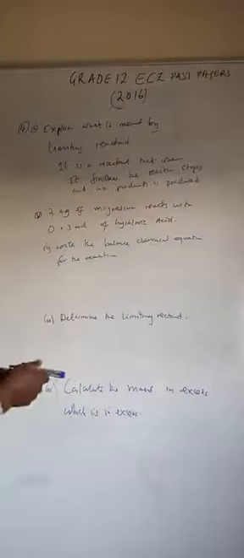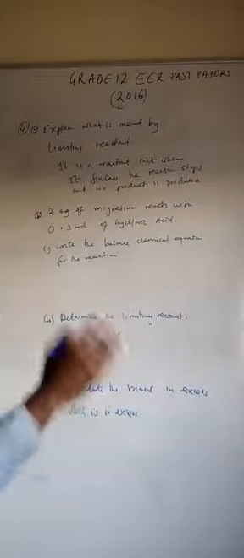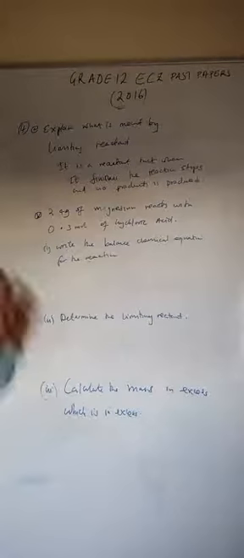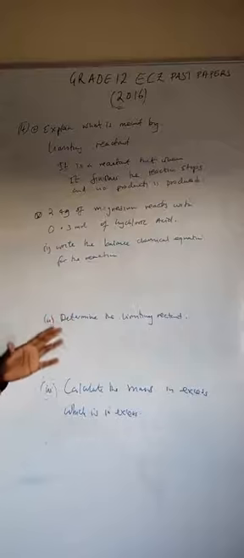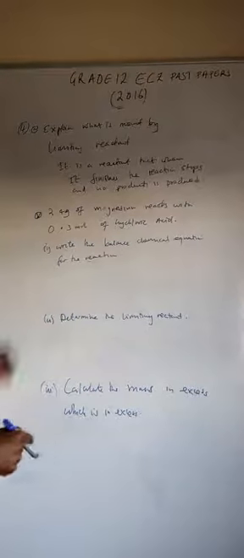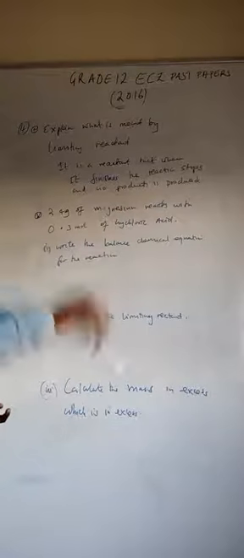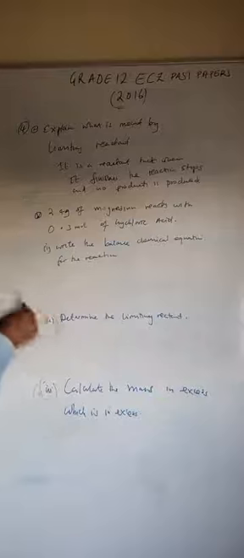So once a limiting reactant finishes, it means no more products will be produced. The reaction simply stops. So whatever elements are reacting, if one of them finishes before the other, the reaction will stop. The one that finishes first is what is called a limiting reactant. Sometimes it's referred to as a limiting reagent.